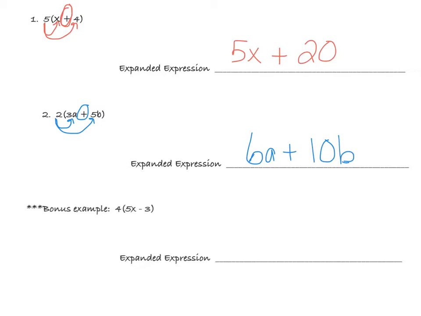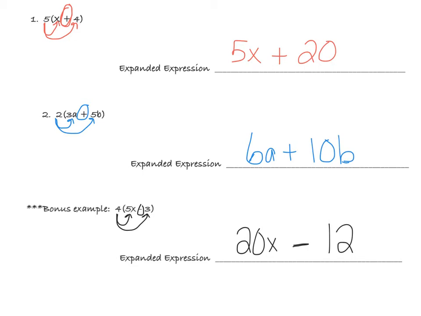Okay, that's that one. And last one before you move on. Again, I'm going to distribute everything to the inside. Again, this time there's a minus sign. So we're going to put a minus sign between. 4 times 5x would be 20x. And then 4 times 3 would be 12.